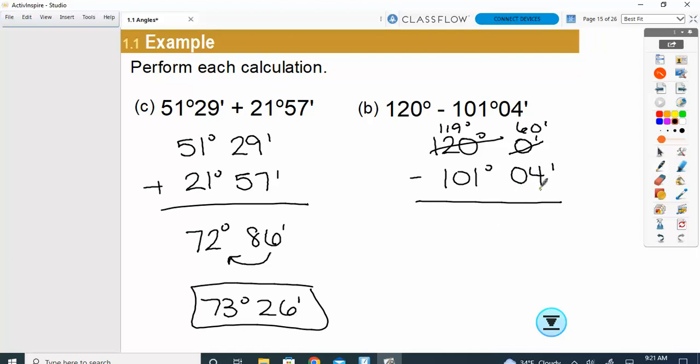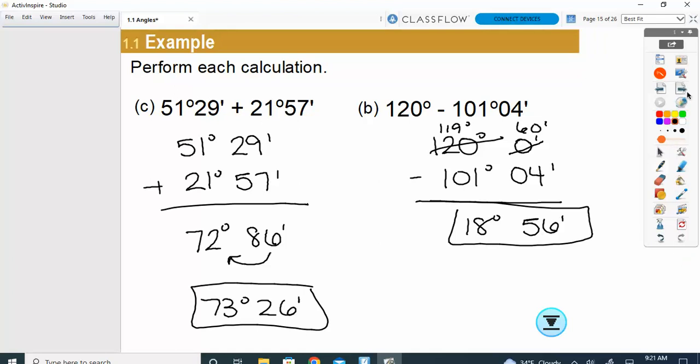Your book, if they have single digits, they'll always put like 04, 03. You don't have to, I don't care. Just don't be surprised when you see that. So 60 minus 4 would be 56. 119 minus 101. So 18 degrees, 56 minutes. Did you guys get this?